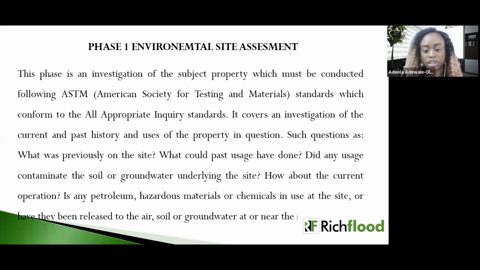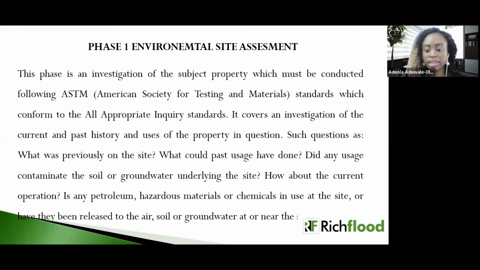Now, at this stage, a consultant, for instance, Richflood, will collect documents and also take area photographs to determine past activities on the site and on the neighboring properties from which contamination may have migrated. It is important to note that even if a particular property has not experienced development before, in terms of having an industrial facility on it, it is possible that contamination migrates from another environment and comes to contaminate this particular soil.